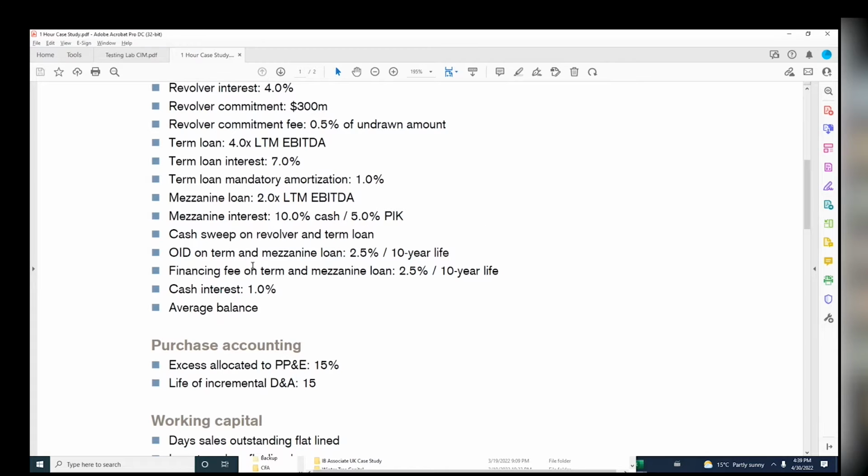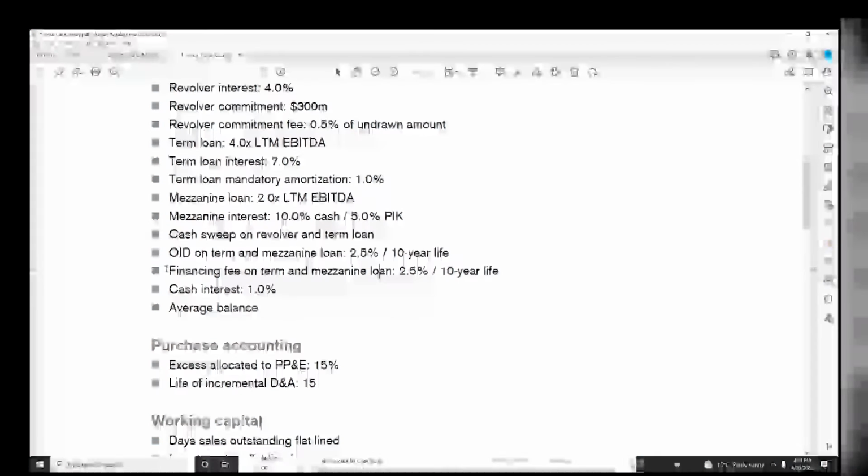Anyway, because I'd literally never seen this in another case study. That's why I didn't do it. I was like, never seen this before. I don't know, Alex, have you seen this before? Original issue discount? I've never seen that before. Anyway, okay, but it's pretty straightforward. You literally just take out less debt. That's all it is.